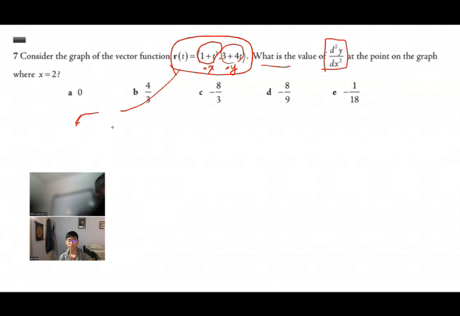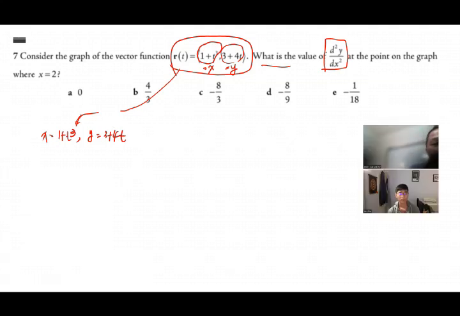Let's see, x is 1 plus t cubed, and y is 3 plus 4t. Let me just take a look at number 7. So dx over dt is 3t squared, and dy over dt is 4.